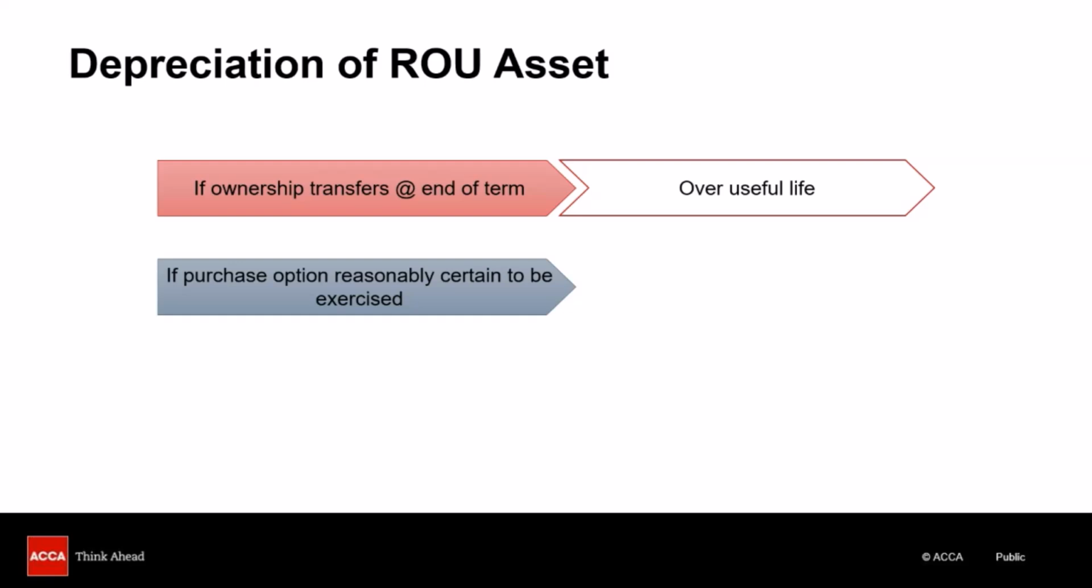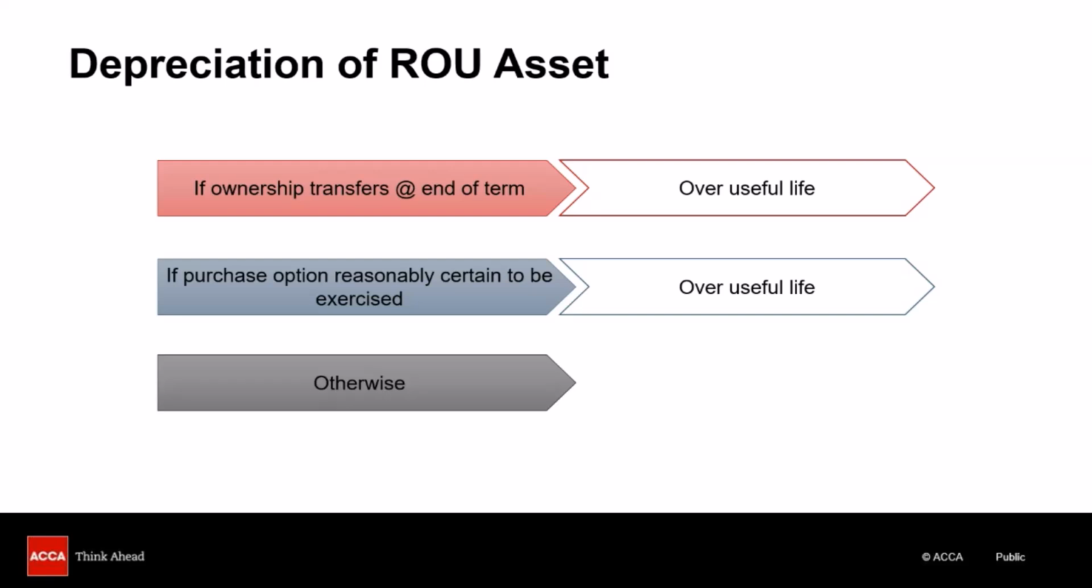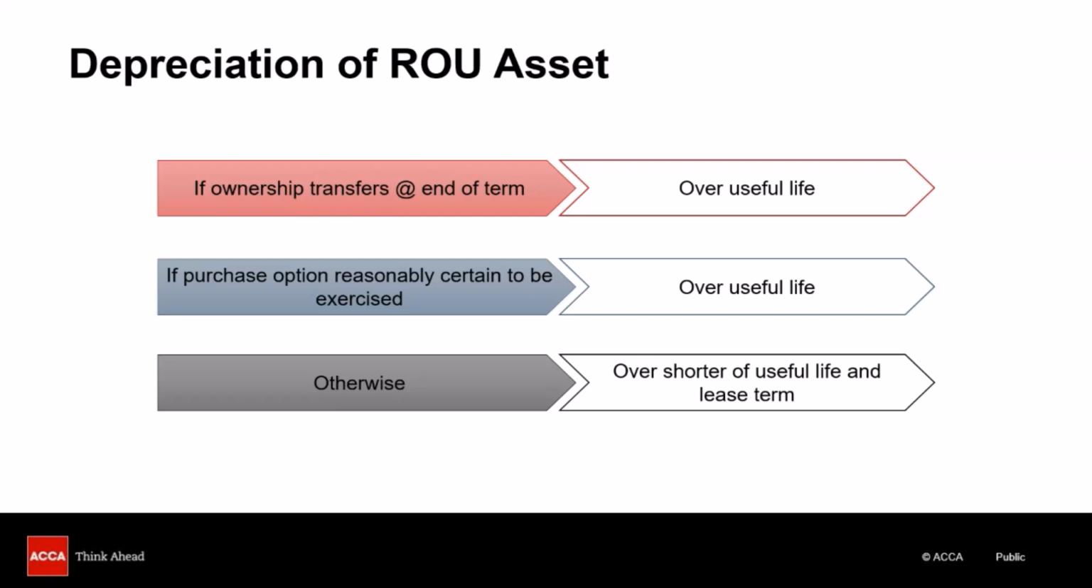If a purchase option is available and it is reasonably certain that it is going to be exercised, then also we are going to use the useful life for depreciation. If this is not the case, then we use the shorter of the useful life and the lease term for the calculation of depreciation. So please notice in your question what kind of situation has been given to you.